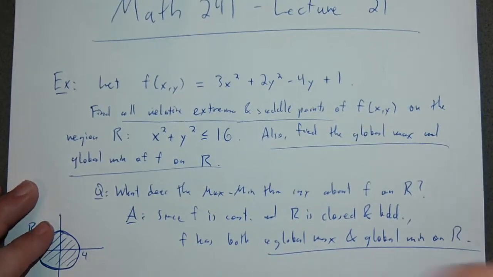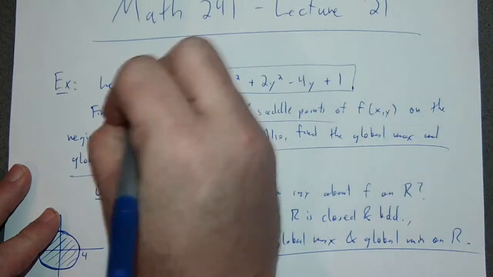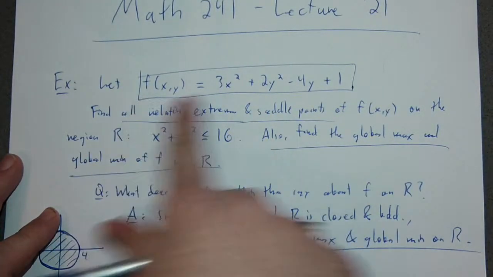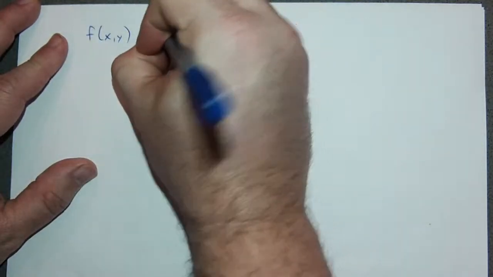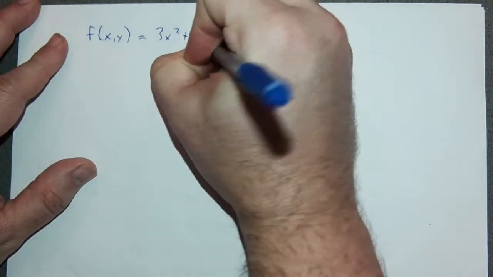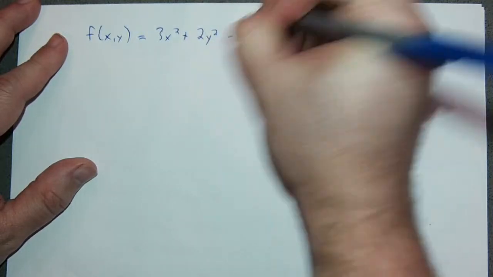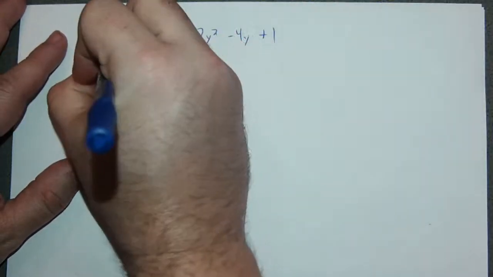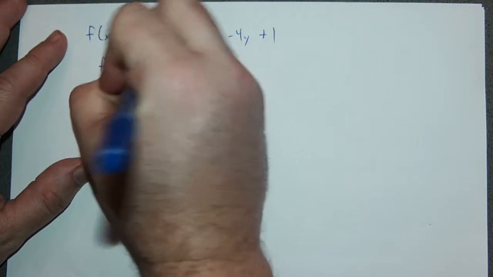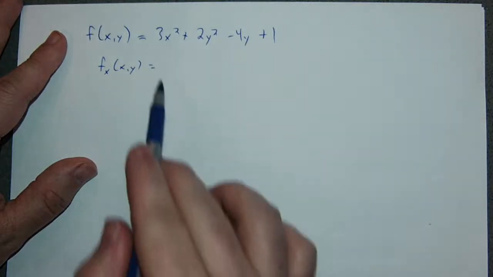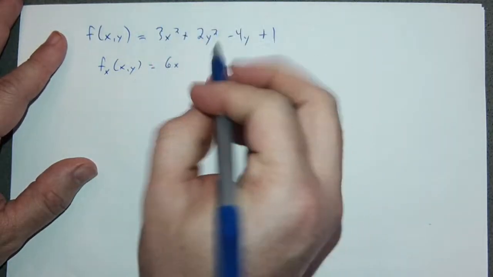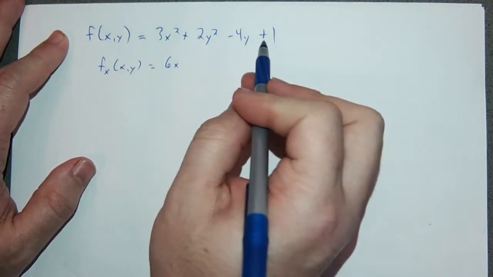As with any of these Chapter 13 problems, this process started by taking partial derivatives of that thing. So let's rewrite this expression for f. So f is 3x squared plus 2y squared minus 4y plus 1. Okay, so I take the x partial. So what's the x partial of f? In fact, only one term depends on x, the first one, right? So this is 6x. The x partial of 2y squared, 0, minus 4y, 0, plus 1, 0.